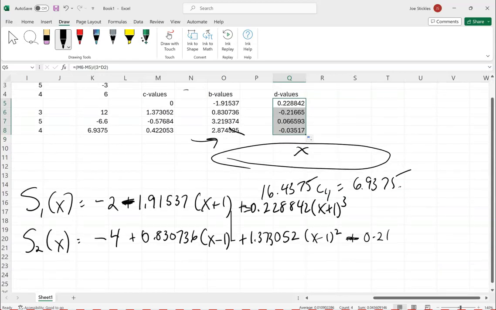Minus 0.21665 times x minus 1 cubed. Right? The different coefficients there.